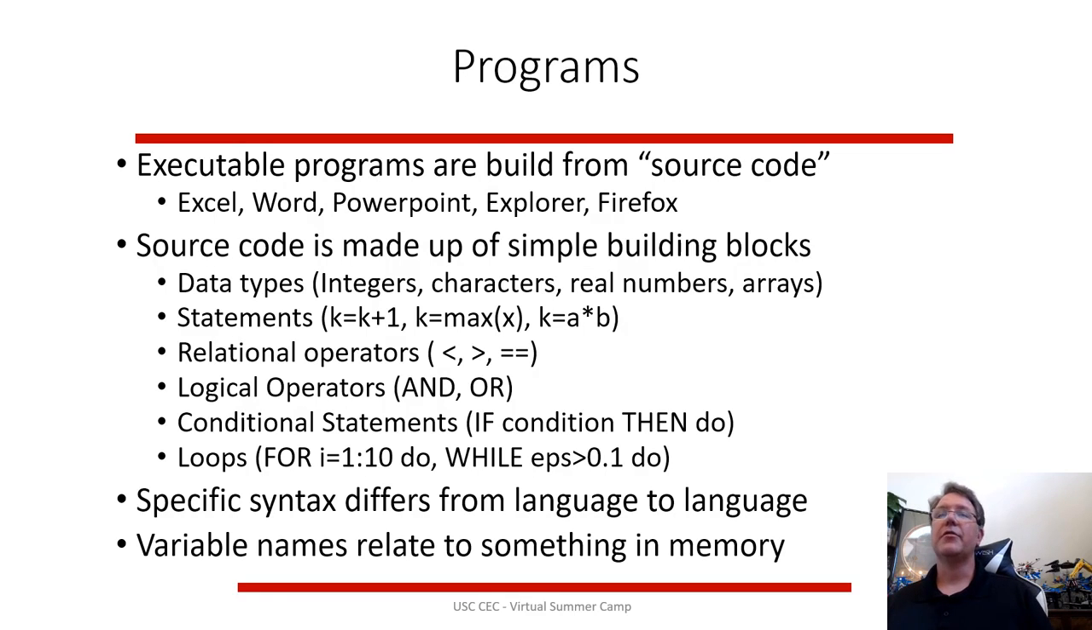Relational operators do true/false comparisons. Is this variable less than this variable? Is this variable less than a number? Are these exactly equal? Then there are logical operators, ands and ors. Conditional statements, if statements: if this, then do something else. Loops, if you want to do something over and over, or loop until some condition is met. So your source code, your program, involves these kinds of pieces of information. The specifics differ from language to language, but the concepts are all very similar.